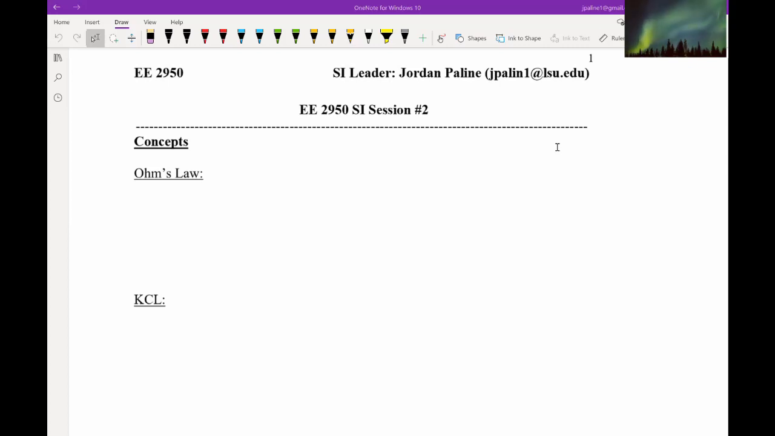So starting off, let's go ahead and look at our Ohm's law. Ohm's law is going to be our favorite equation in this class. It's just going to be V is equal to I R. And that's just going to relate the voltage, current, and resistance of an element in a circuit.